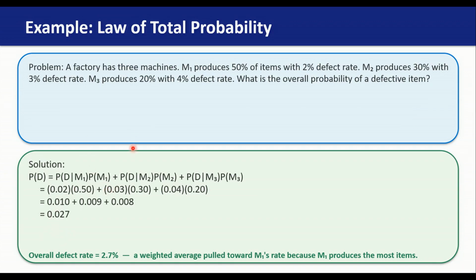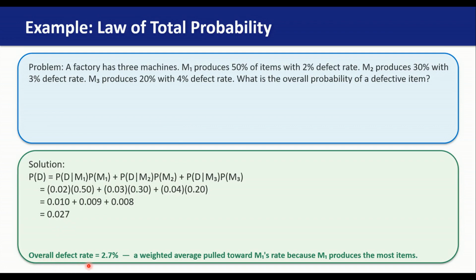In this regard, P of defective, P of an item becoming defective, equals P of D given M1 times P of M1, plus P of D given M2 times P of M2, plus P of D given M3 times P of M3. That is 0.02 times 0.5, plus 0.03 times 0.3, plus 0.04 times 0.20, which equals 0.027.